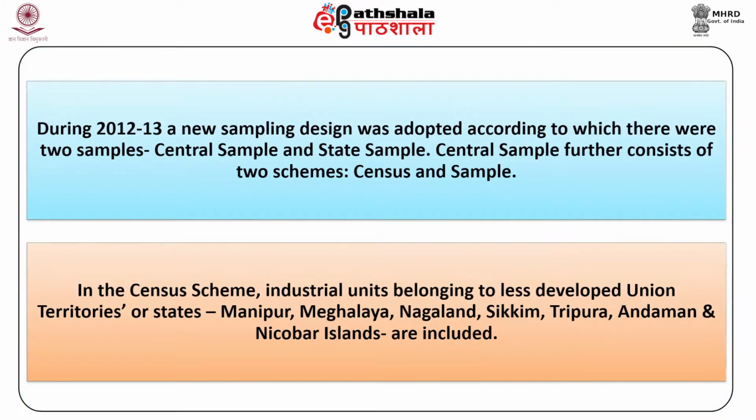During 2012-13, a new sampling design was adopted according to which there were two samples, the central sample and the state sample. The central sample further consists of two schemes, the census and the sample. As the name suggests, under census all units are surveyed. In the census scheme, industrial units belonging to less developed union territories or states, Manipur, Meghalaya, Nagaland, Sikkim, Tripura, and Andaman and Nicobar Islands are included.